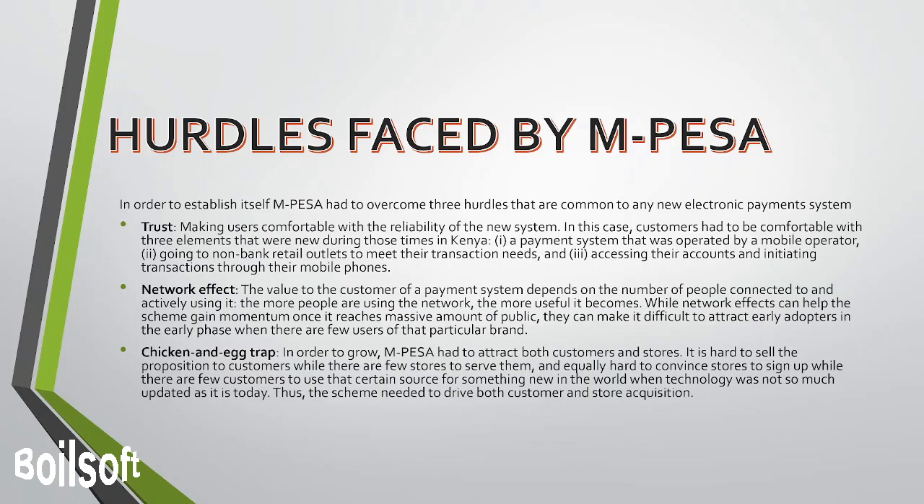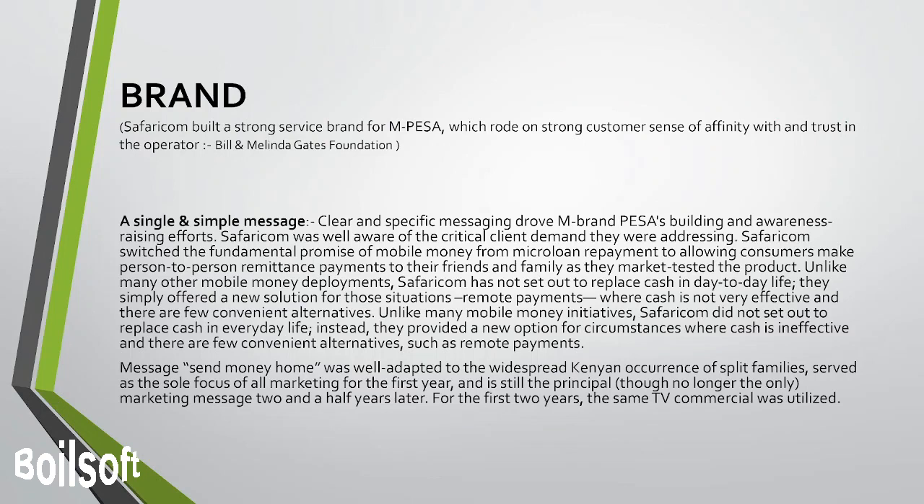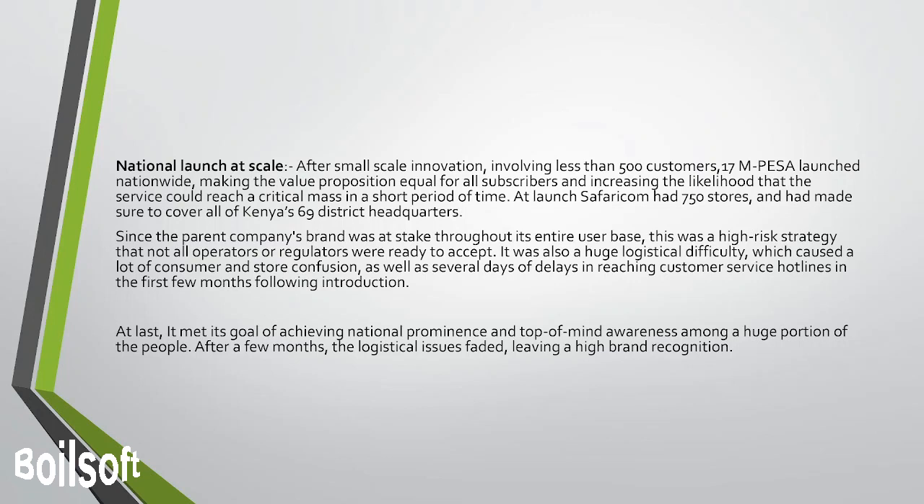Like other startups, there are three hurdles faced by M-Pesa: trust, network effect, and the chicken and egg trap, and you can see the details on the screen. The three key factors for M-Pesa's success are branding, channel management, and pricing. For the brand, there was a simple and single message, send money home, and you can see how it worked. With less than 500 customers, Safaricom had reached 69 district headquarters across Kenya, and at last it became successful, though it was very tough in the beginning, and slowly the logistical issues faded away.